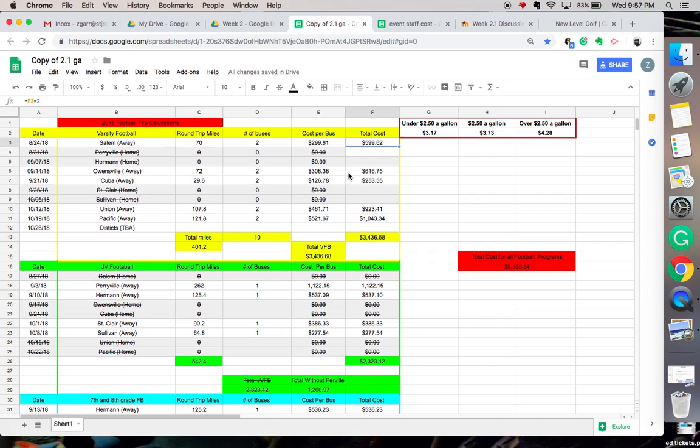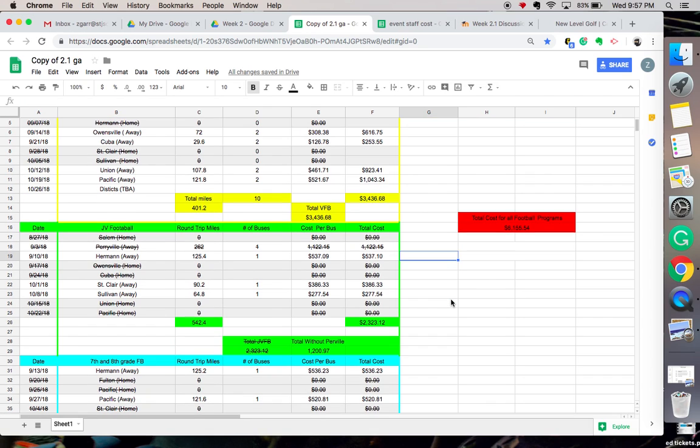I did that same formula and calculations for every game here, times each trip's miles by I2, times each bus, times 2, cost per each bus, and we ended up with $3,436.68 for the varsity football program. I also did the sum function on here to add it up, which is just typing in equals sum, and then the cells F3 through F12, so that just tallies it up. And I did that also for each one of these.